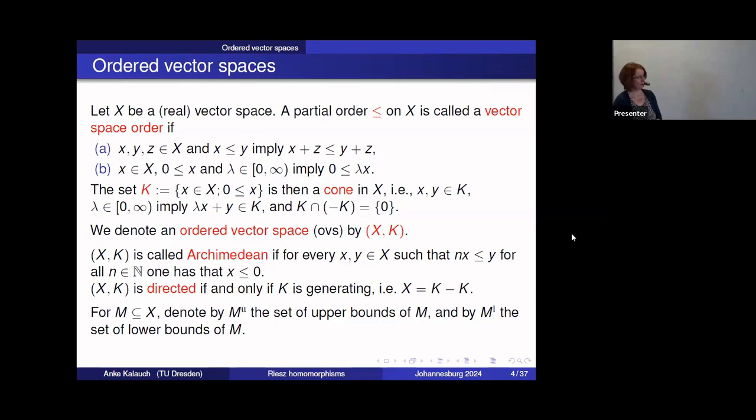From the axiomatic introduction of real numbers, you know Archimedeanity, and you can translate it in a very similar way to these ordered vector spaces. So we have the class of Archimedean spaces, which is a very large class. Among the ordered vector spaces, we are mostly interested in the case where the whole space is given by K minus K. This is equivalent to this space being directed.